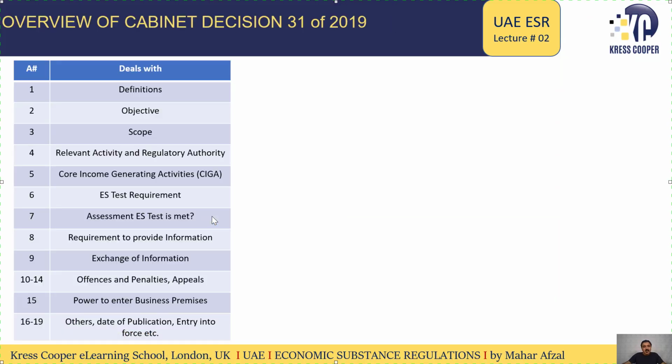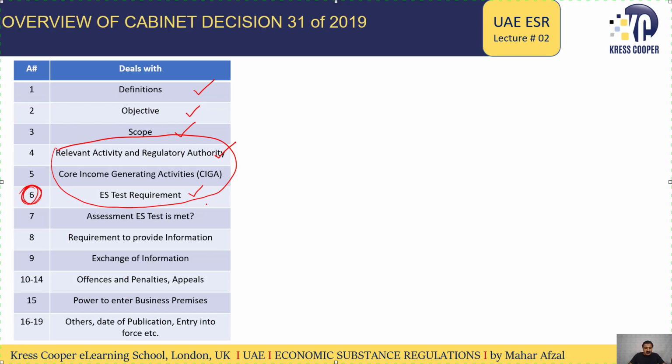This is the overview of cabinet decision 31 of 2019. There are total 19 sections. Out of these 19 sections, section 1 deals with the definition, section 2 deals with the objective, section 3 deals with the scope. These are the most important sections. This deals with basically which relevant authority, core income generating activities, economic substance test, and what is the requirement for the test. This is the most important section.